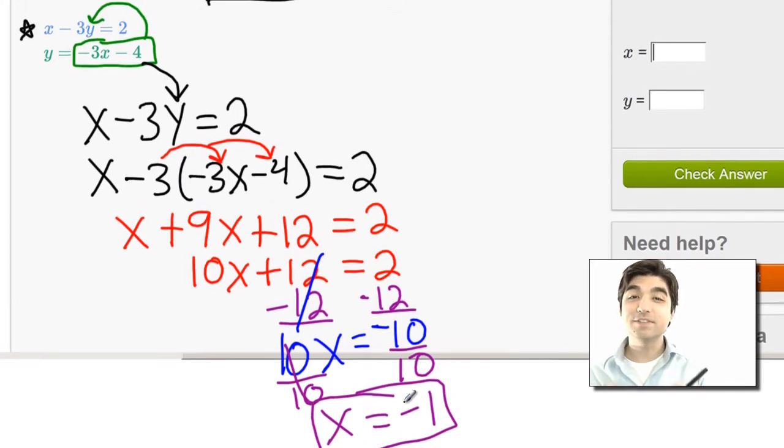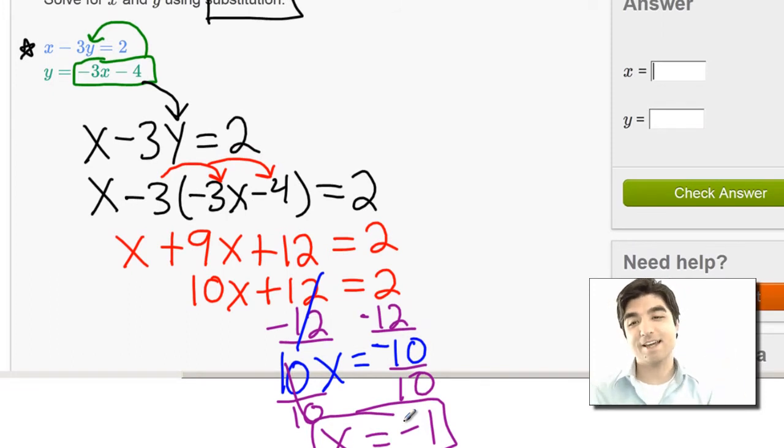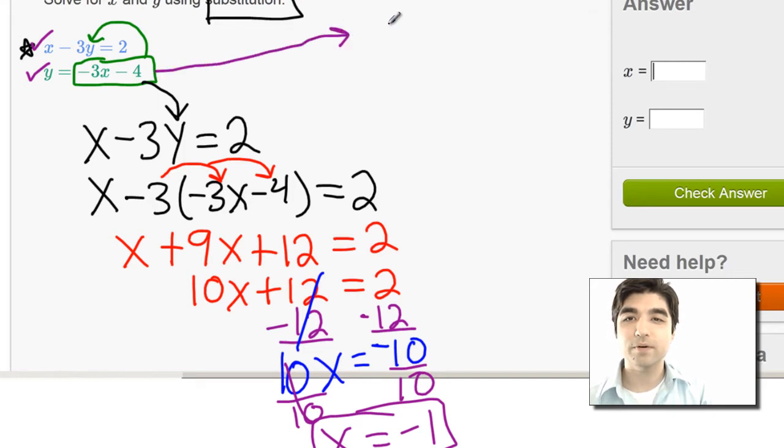Okay, so do you know what to do with this x? We need to take this x, this negative 1, and plug it back into one of these equations, and you can choose. It can be this one, or it can be this one. I think the second equation looks easier to do, so let's rewrite the second equation: y equals negative 3x minus 4.